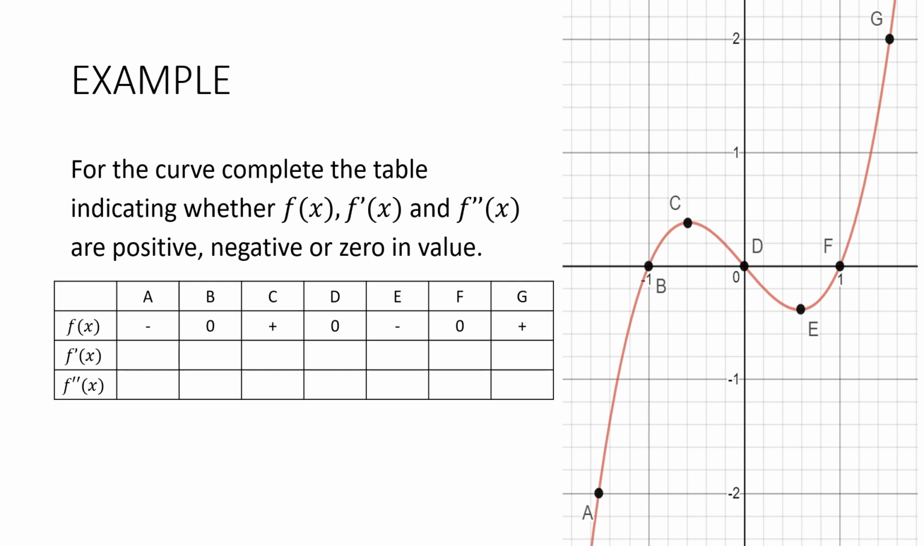f'(x) is the gradient of the tangent. Is the curve increasing, decreasing, or stationary? So increasing here, stationary, decreasing, stationary, increasing. And then finally, f''(x) is concavity. We can see this curve is concave down here, changes at this point, and then concave up here. So it's going to be negative, negative, negative for concave down, 0 at D because we change concavity, and then positive, positive, positive.